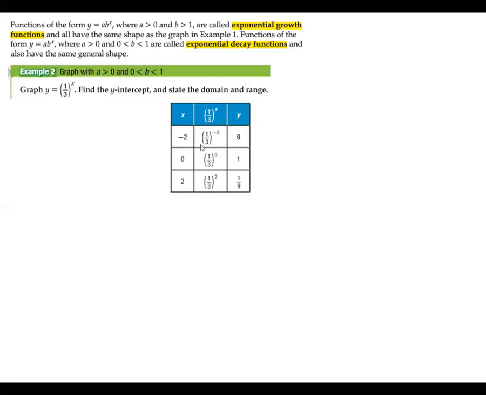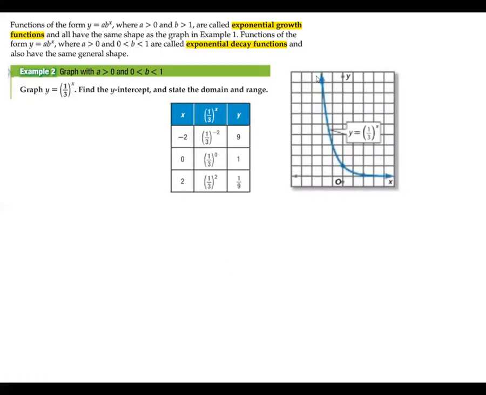Now be careful, when you are entering these numbers into your calculator, make sure you put the fraction in parentheses, then do the exponent. Okay, if I graph those 3 points, it's going to start here, then at 0 it's going to be at 1, and then at 2 it's at 1/9. All right, so notice it has that same general shape, like it's curved, but now it's decreasing.